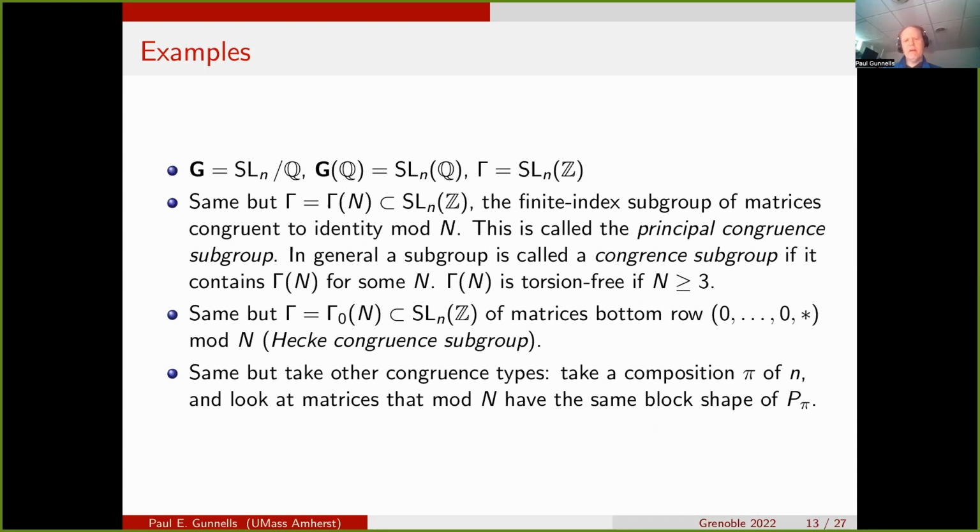And we can vary this in a lot of different ways. We could take lots of other kinds of congruence types and impose this kind of condition like we did for the Hecke congruence subgroup. We can take any block triangular form. Just take a composition of n as before, and then look at the matrices that have the same block structure modulo N as that one. In the example before, the composition was (n-1, 1). And these are all congruence subgroups because they all contain the principal congruence subgroup for the same N.